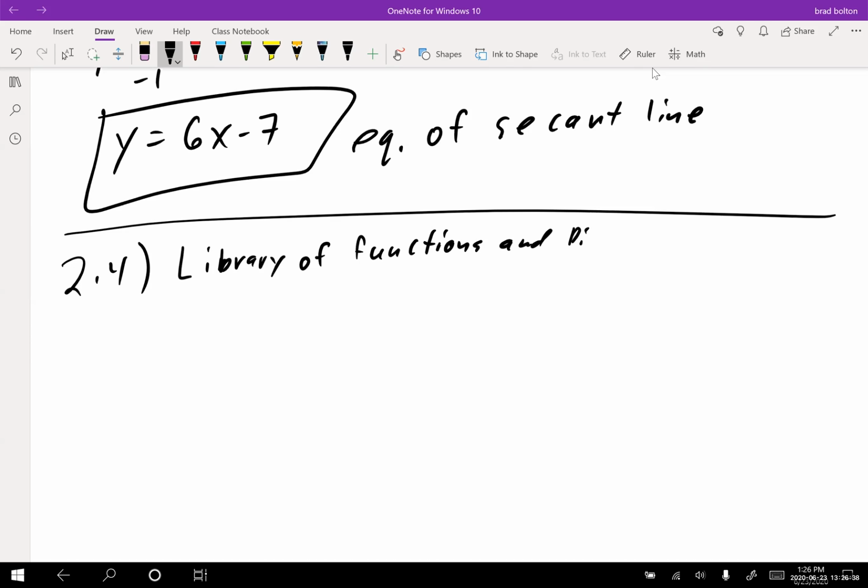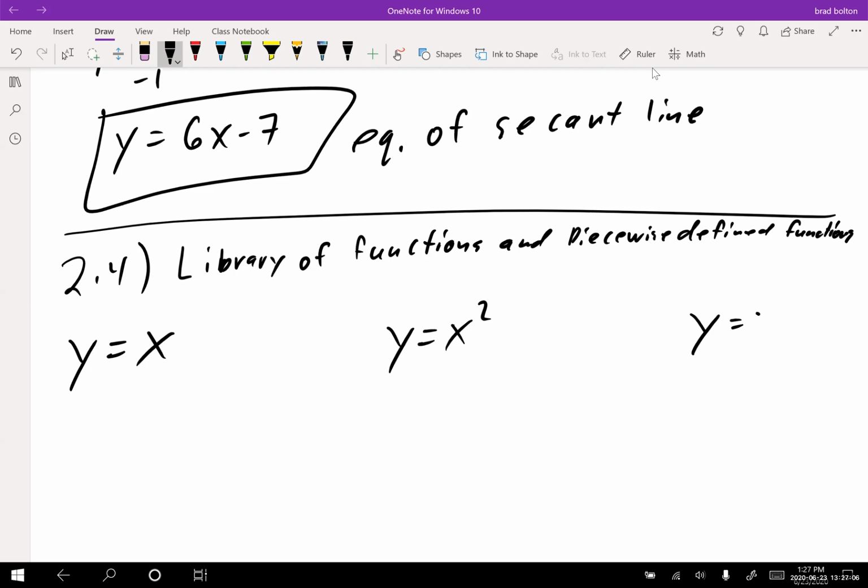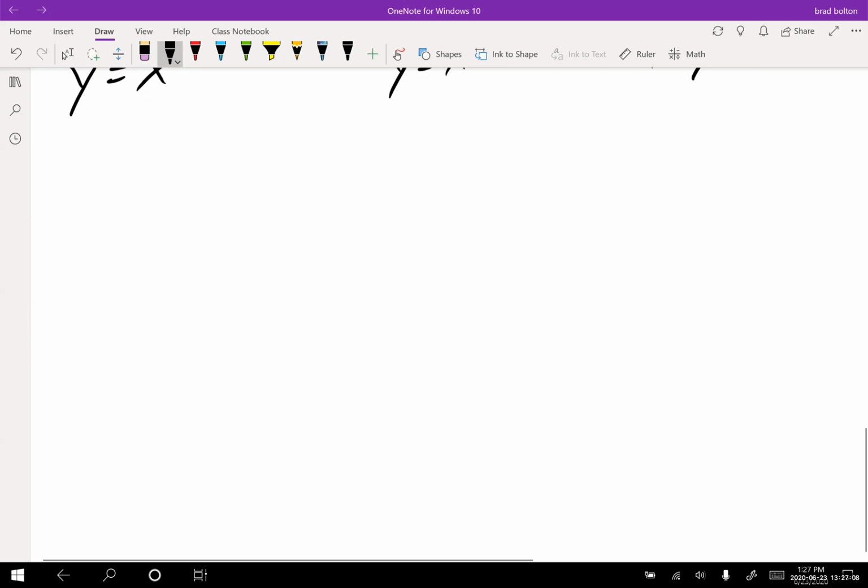And piecewise defined functions. Okay, so when we deal with the library of functions, basically they want you to know when you see something, so let's say that you see y equals x, you're supposed to know what type of function that is. When you see y equals x squared, or y equals x cubed, you're supposed to know what type of function that is. So this is what the library of functions does, it gives you a background on what these functions are and some information about them.